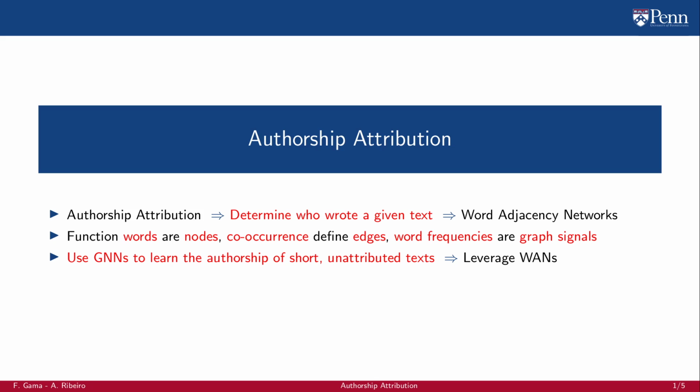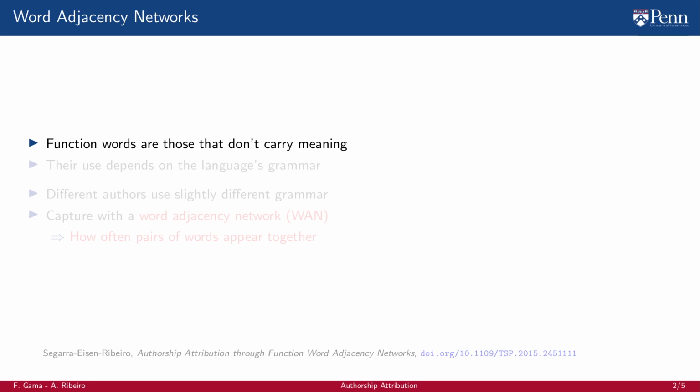We will use GNNs to learn the authorship of short and attributed texts, leveraging the structural information provided by the WANs. Consider function words, which are those words that don't carry meaning. Their use depends on the language's grammar. Examples include adjectives and adverbs.